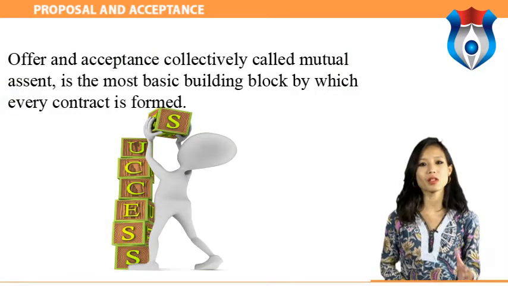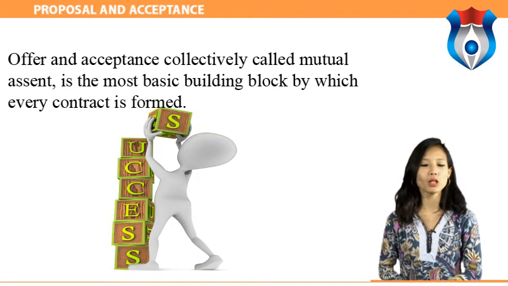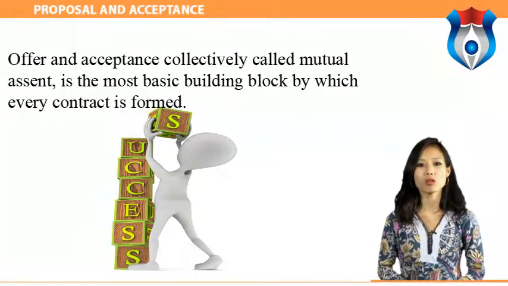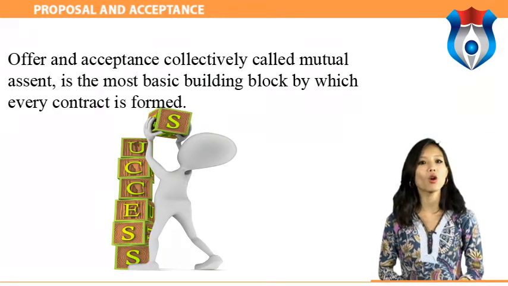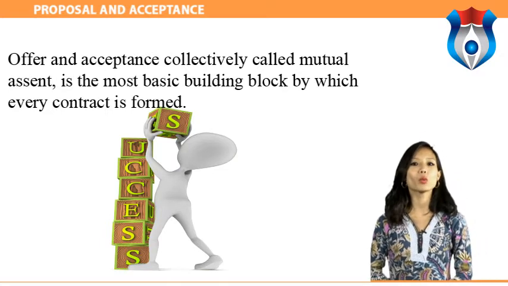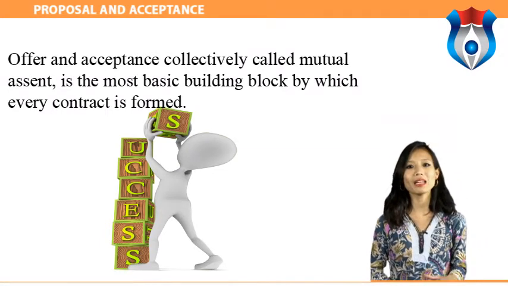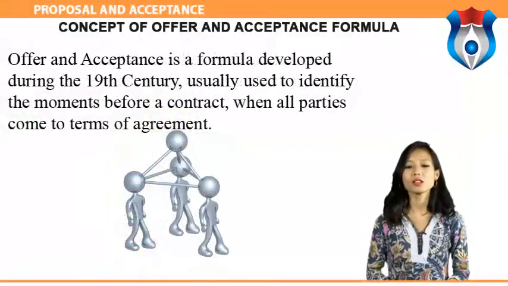Offer and acceptance, collectively called mutual assent, is the most basic building block by which every contract is formed. Without a valid offer and acceptance, no contract will be made. An offer is said to be made when there are words or actions by the offeror that create a reasonable expectation in the offeree that the offeror is willing to enter into a binding agreement based on the articulated terms. Let us now discuss the concept of offer and acceptance formula.